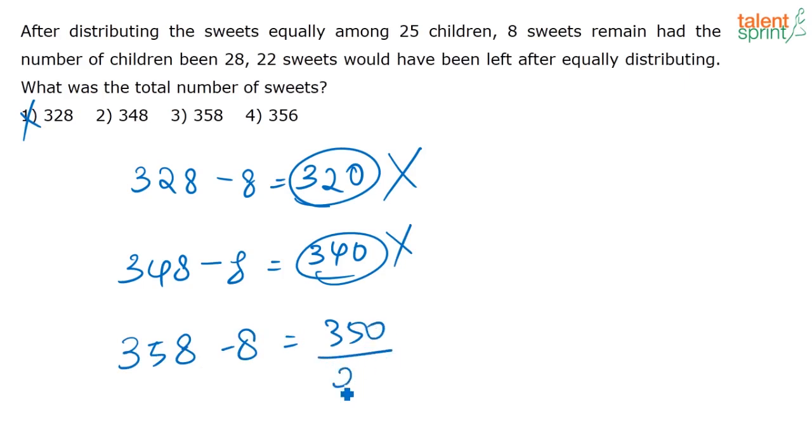So if you take 358, if I had 358 chocolates, 358 minus 8 is equal to 350. This 350 is exactly divisible by 25, correct? This 350 chocolates, I can exactly give it to 25 children. Similarly, take the next option 356. Again, that would also not come. So all these options are ruled out and the answer is going to be option 3.